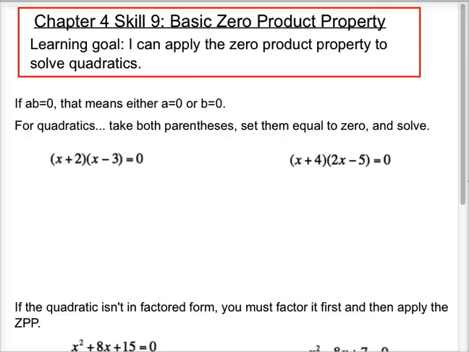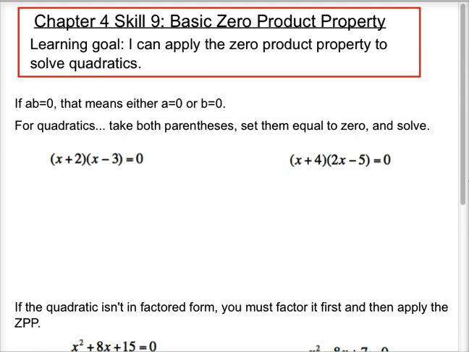Welcome back. Today we're going to transition out of factoring to take it to the next level. The reason that we focus so heavily on factoring is what's called the zero product property. The zero product property allows us to solve quadratics by factoring them first.